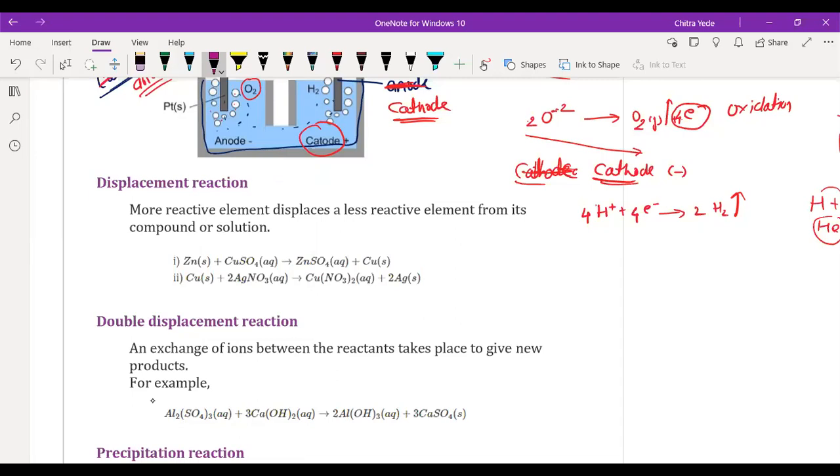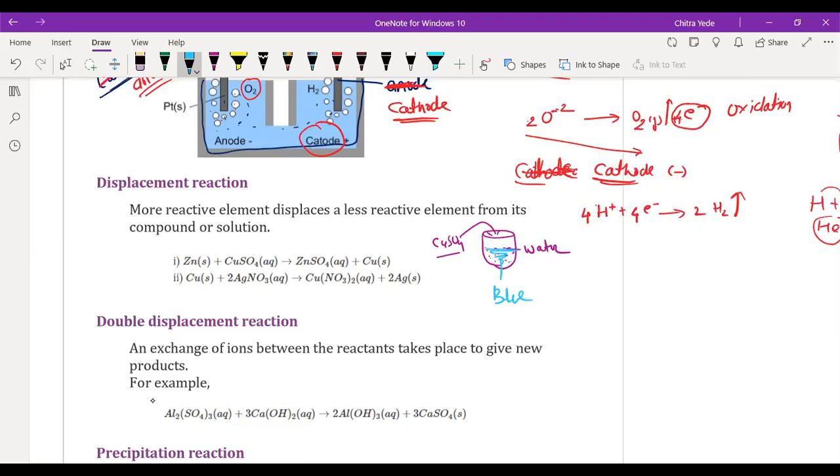I think we had discussed one reaction about copper sulfate. Suppose we have taken one container. Here we have taken water, and in water we have added copper sulfate, CuSO4. Water is present here, so its color appears blue.